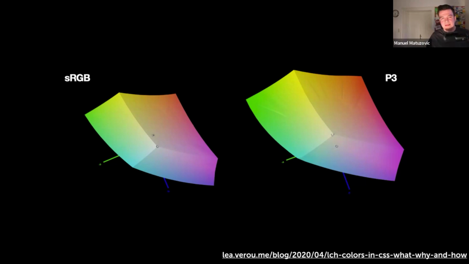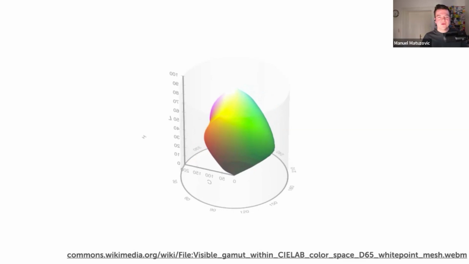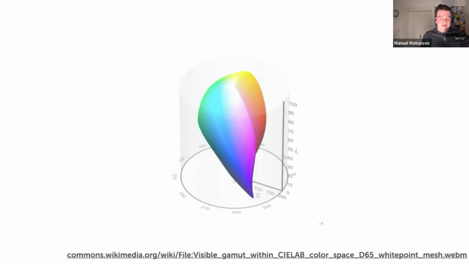Luckily, there's LCH. Just as HSL is an easier to use cylindrical representation of RGB, LCH is an easier to use cylindrical representation of LAB. So the A and the B axis, or the A and the B channels, are replaced with chroma, which is relative saturation, and a hue angle. The lightness stays the same.